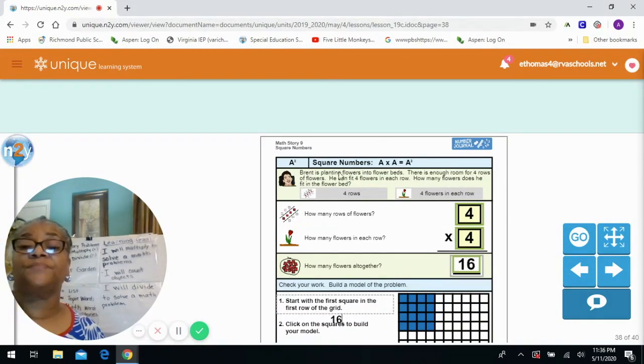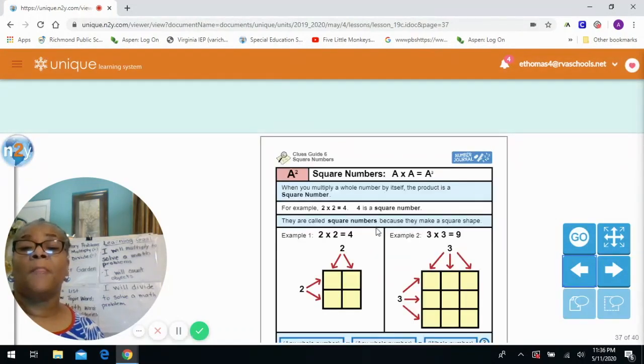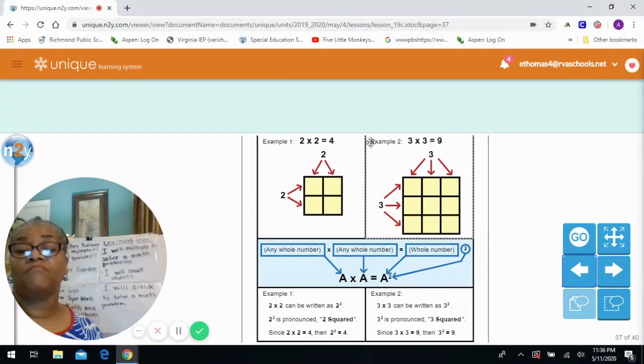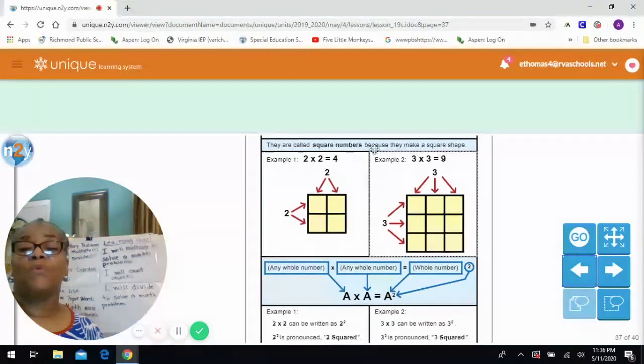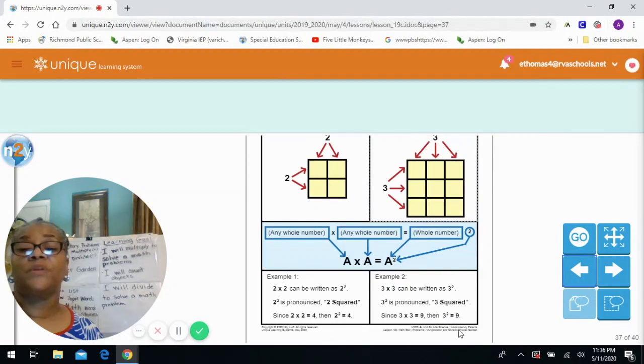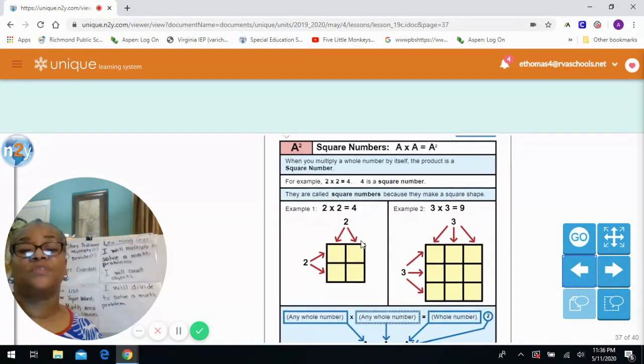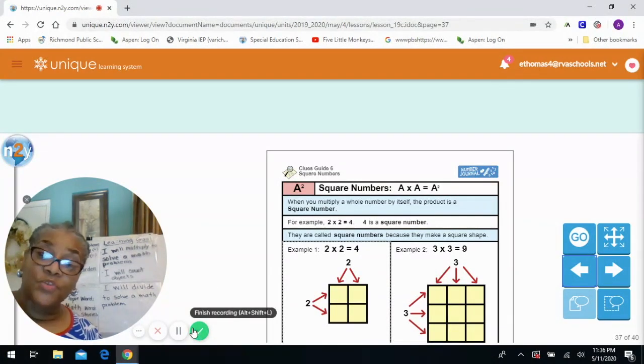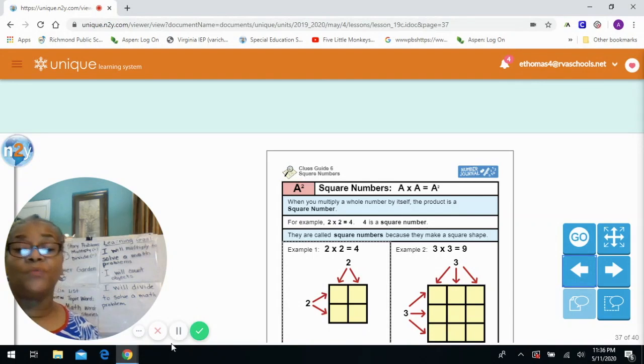All righty. Very good. So 4 squared, just like we have 3 squared, 4 squared equals 16. So now we have done all of that. We've done our multiplication. We've solved problems using division. And we have been exposed to squares, square numbers.